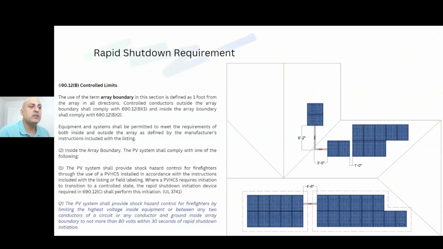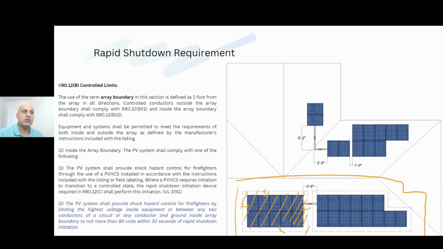So first of all, they want us to define an array boundary. The term array boundary is a perimeter that consists of no more than 1 foot from the array in all those directions. So anything that is inside is considered the array boundary. And what's important, because for the most common scenarios, the NEC requirement is that everything that is inside that array has to have that rapid shutdown requirement.